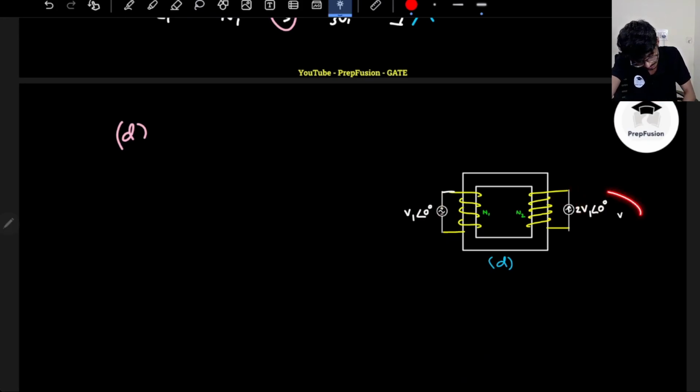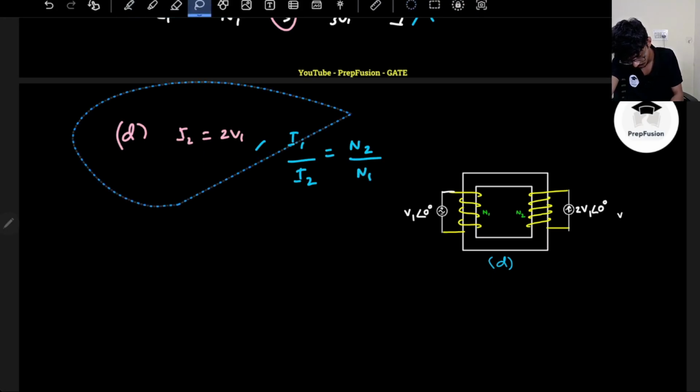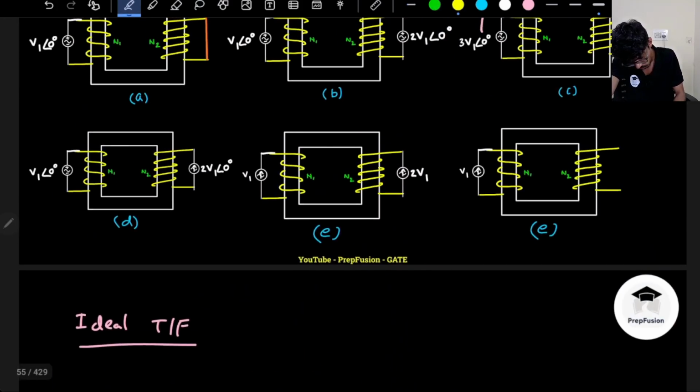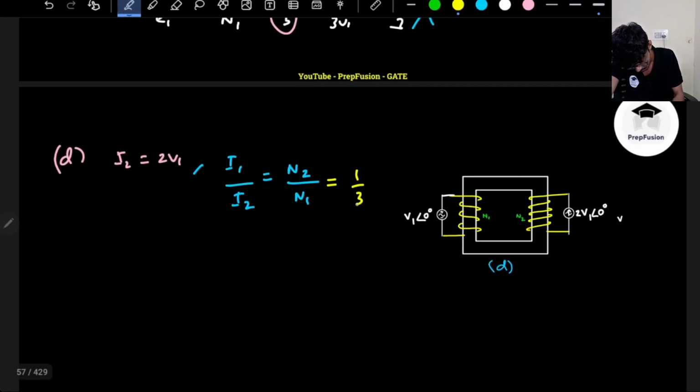So the source on the secondary coil is telling me that the current through the secondary coil, I2, will be 2V1. So what will be my I1 current? I1 by I2 will be N2 by N1, correct? N1 by N2 is 3, so N2 by N1 will be 1 by 3. So the I1 current will be basically 1/3 of this. Am I correct?